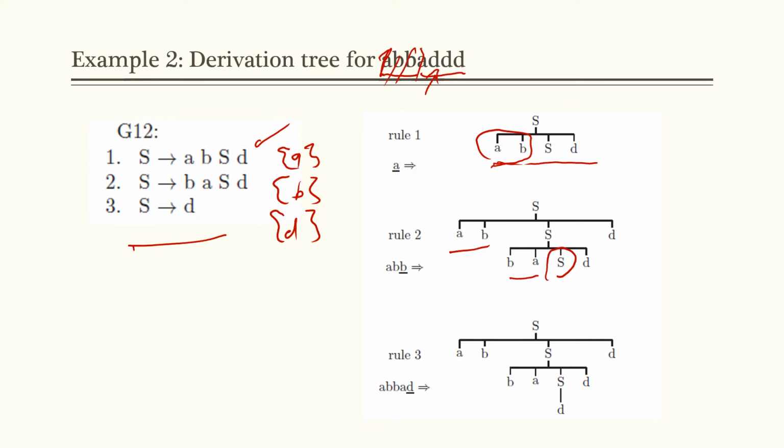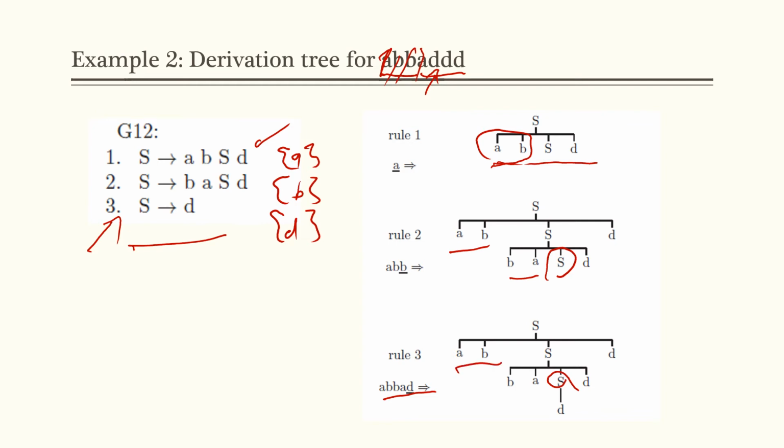Which of these rules actually have D as the selection set? So we look into rule number 3, which has D for the selection set. So we instantiate the S with D. For rule number 3, we instantiate this S with D.